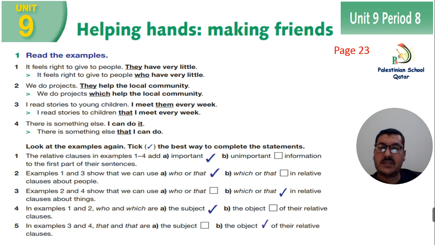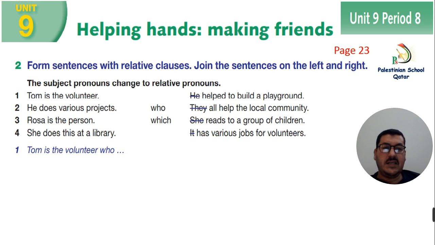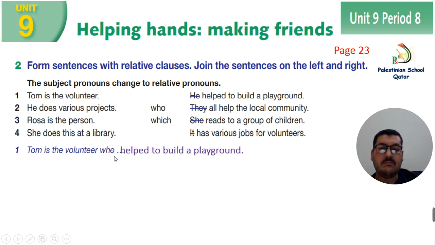Now let's come to exercise number 2. In this exercise, page 23, form sentences with relative clauses. Join the sentences on the left and right. The subject pronouns change to relative pronouns. Number 1, Tom is the volunteer. He helped to build the playground. So we need to put who and remove the subject. Tom is the volunteer, as they wrote here. Tom is the volunteer who helped to build a playground.